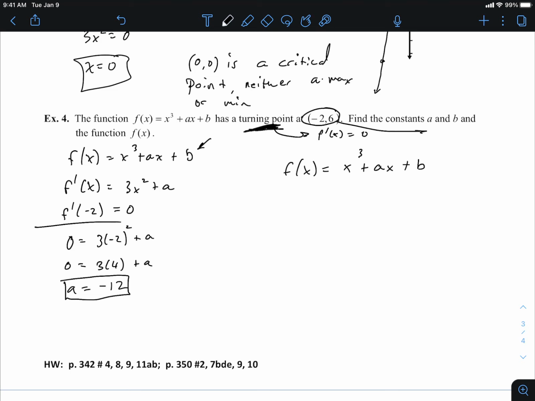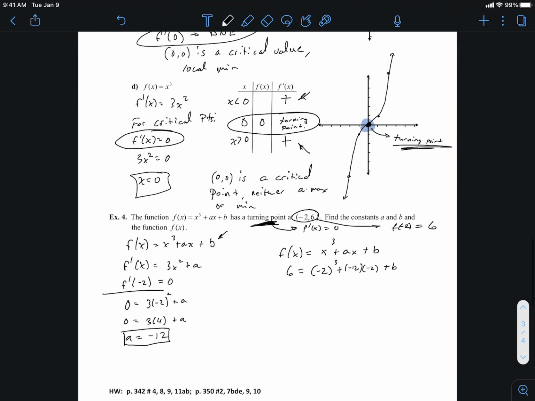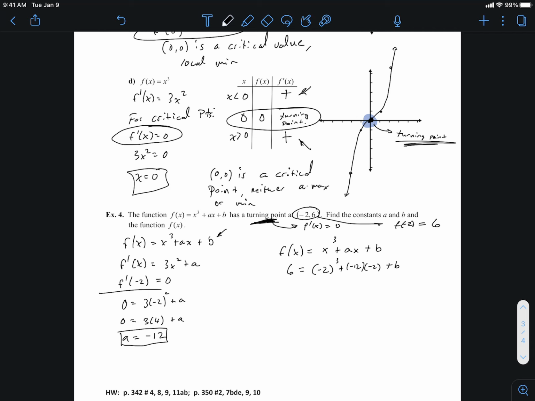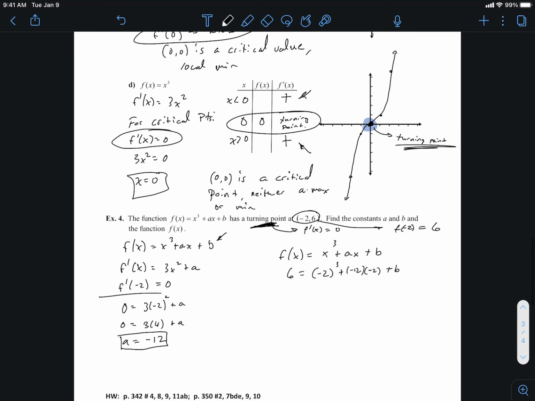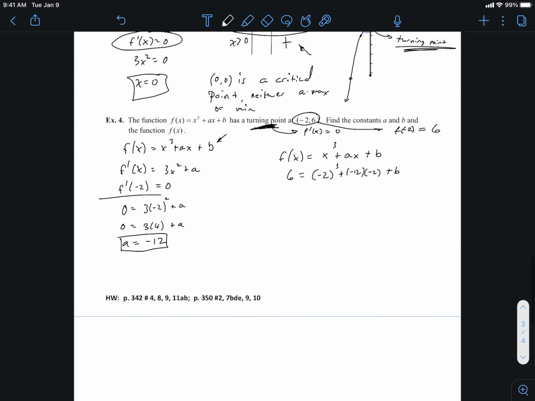Now, at this point, you have an f of x value. f of x is going to equal 6, and remember, the x value is going to be -2. So 6 will equal -2 cubed plus, well, you found what a was, so why don't you put it in there, -12 times -2, plus b. All this stems out of the fact that this is identified as being a critical point. They're points at which the derivative is set equal to 0.